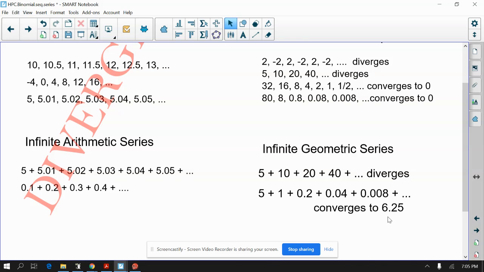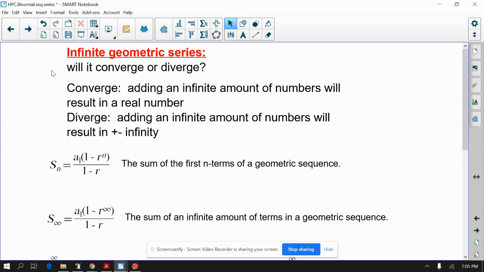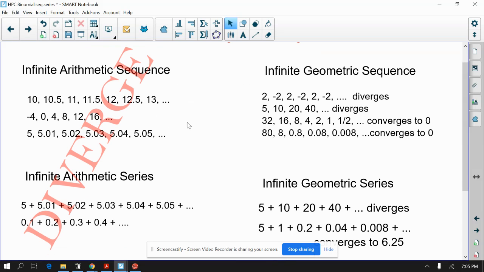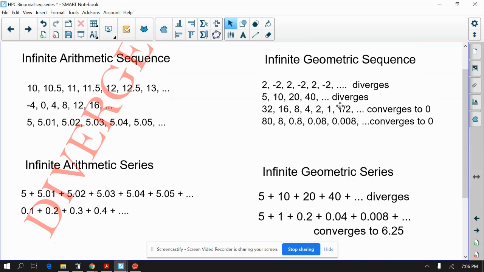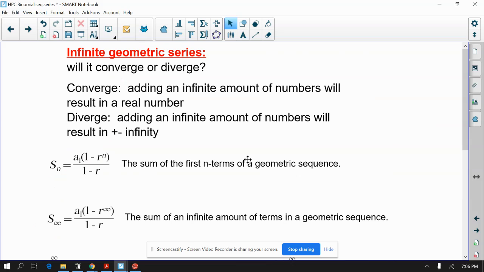But how do we figure that out? Because you can't add an infinite amount of numbers. So how do we figure this out? Well, before I go on, there's all sorts of sequences and series out there, but the two popular ones, not the only two, and for our test coming up it's not just these two, but these two are popular: arithmetic and geometric. For arithmetic, when it goes out to infinity, there's no hope of it converging. It will always diverge. But for geometric, it's different.